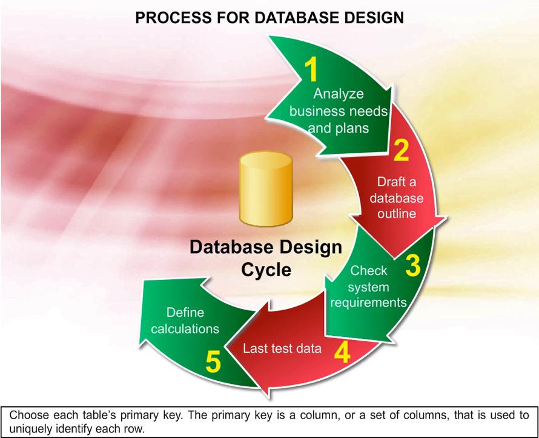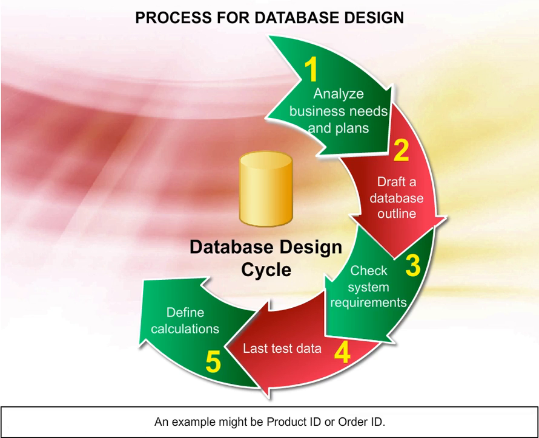Define calculations. Choose each table's primary key. The primary key is a column or a set of columns that is used to uniquely identify each row. An example might be product ID or order ID.